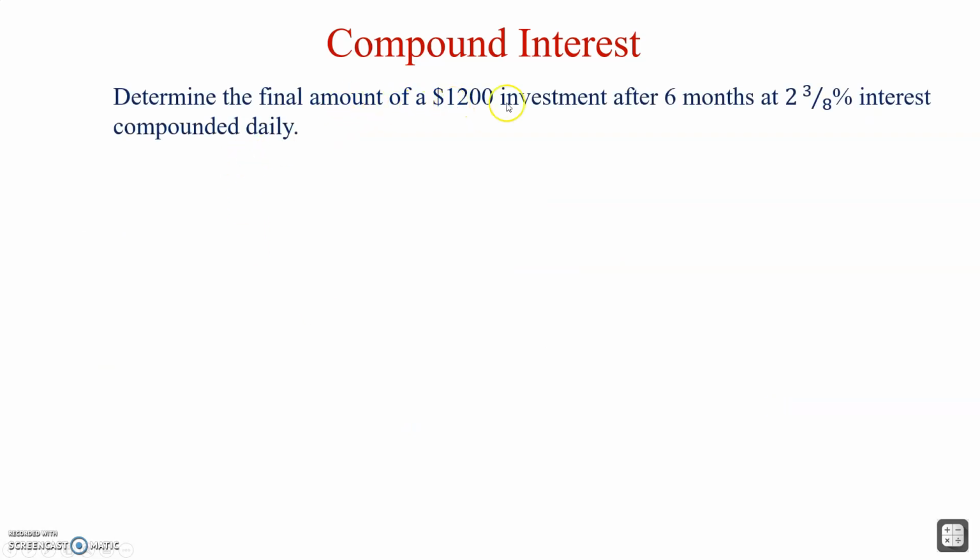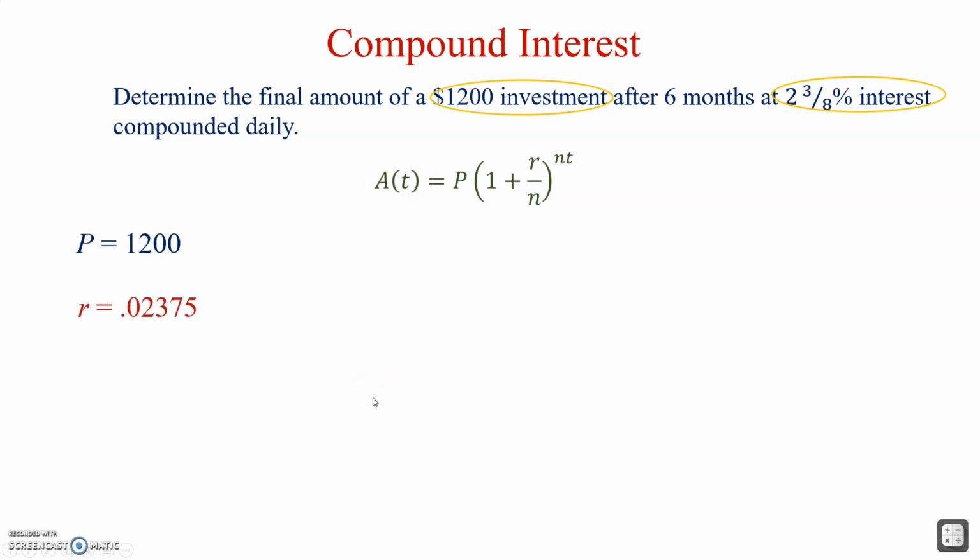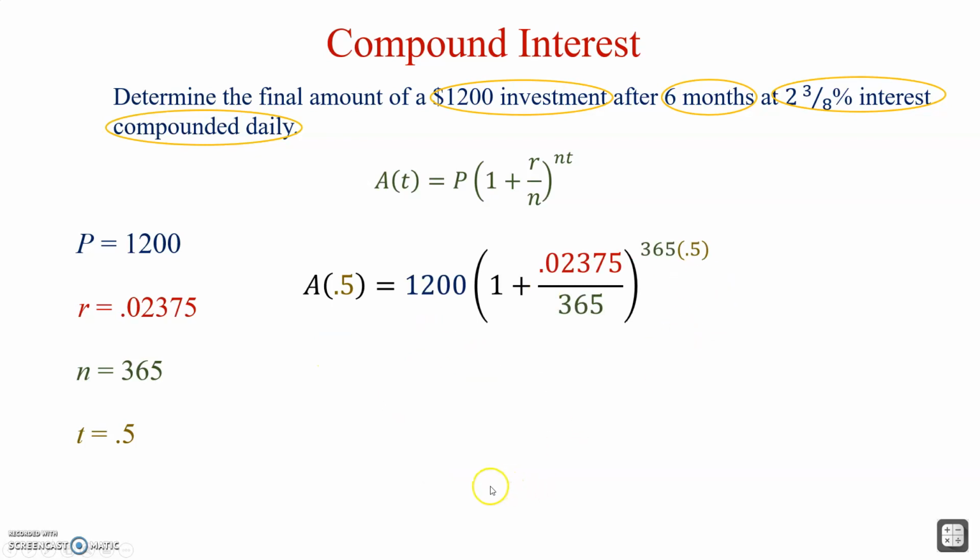Determine the final amount, $1,200 investment after 6 months, 2.38% interest. There's our formula. We've got the principal, right there is $1,200. The rate, 0.02375. Again, I showed you earlier how we just put this right into the calculator. N, compounded daily, so 365. And T, 6 months, 0.5. Again, time has to be in years. 6 months, half a year. So we simply substitute it straight into the calculator.